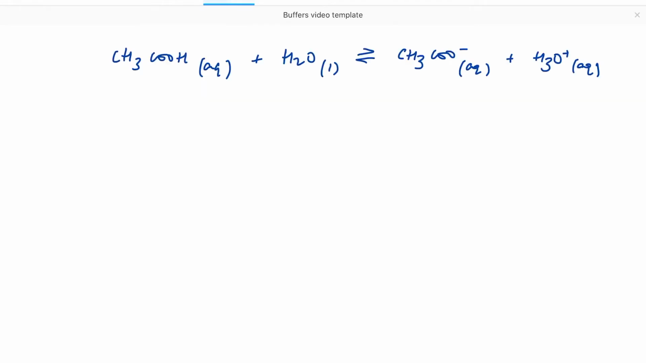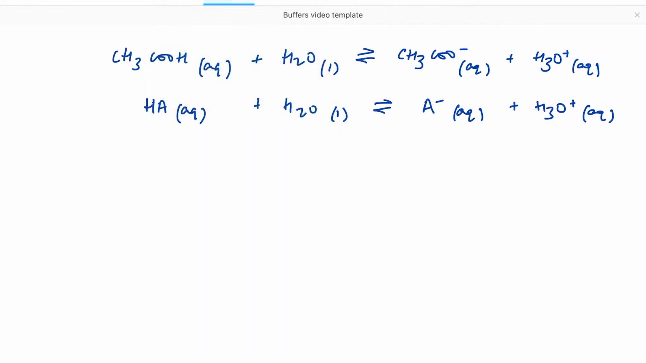So let's look at a buffer system in a little bit more detail. I've taken as my example ethanoic acid and sodium ethanoate. I could rewrite this equation in general where I use HA for my acid, reacting with water, to form the anion, the salt, the conjugate base, A-, and H3O+. So I have this system and it's an equilibrium system.